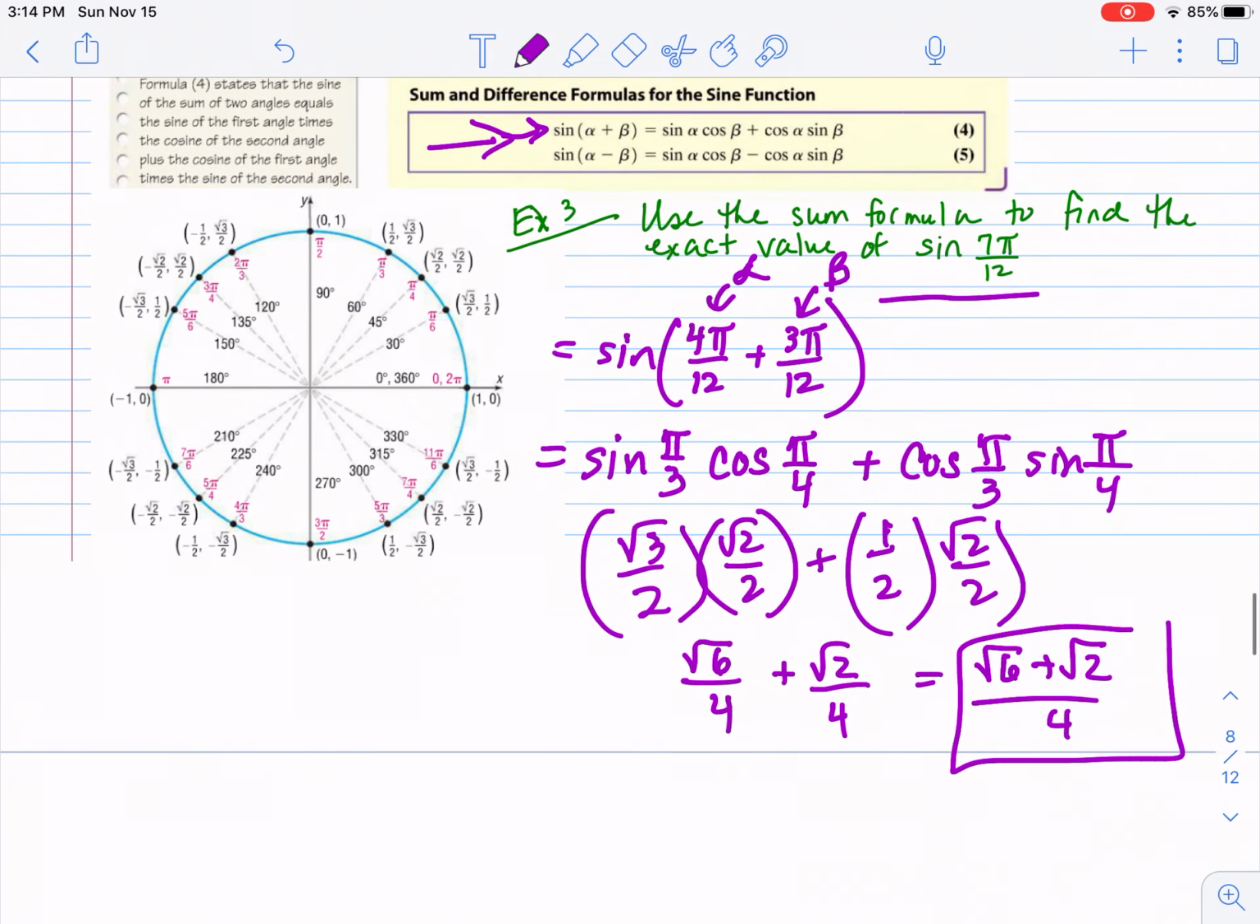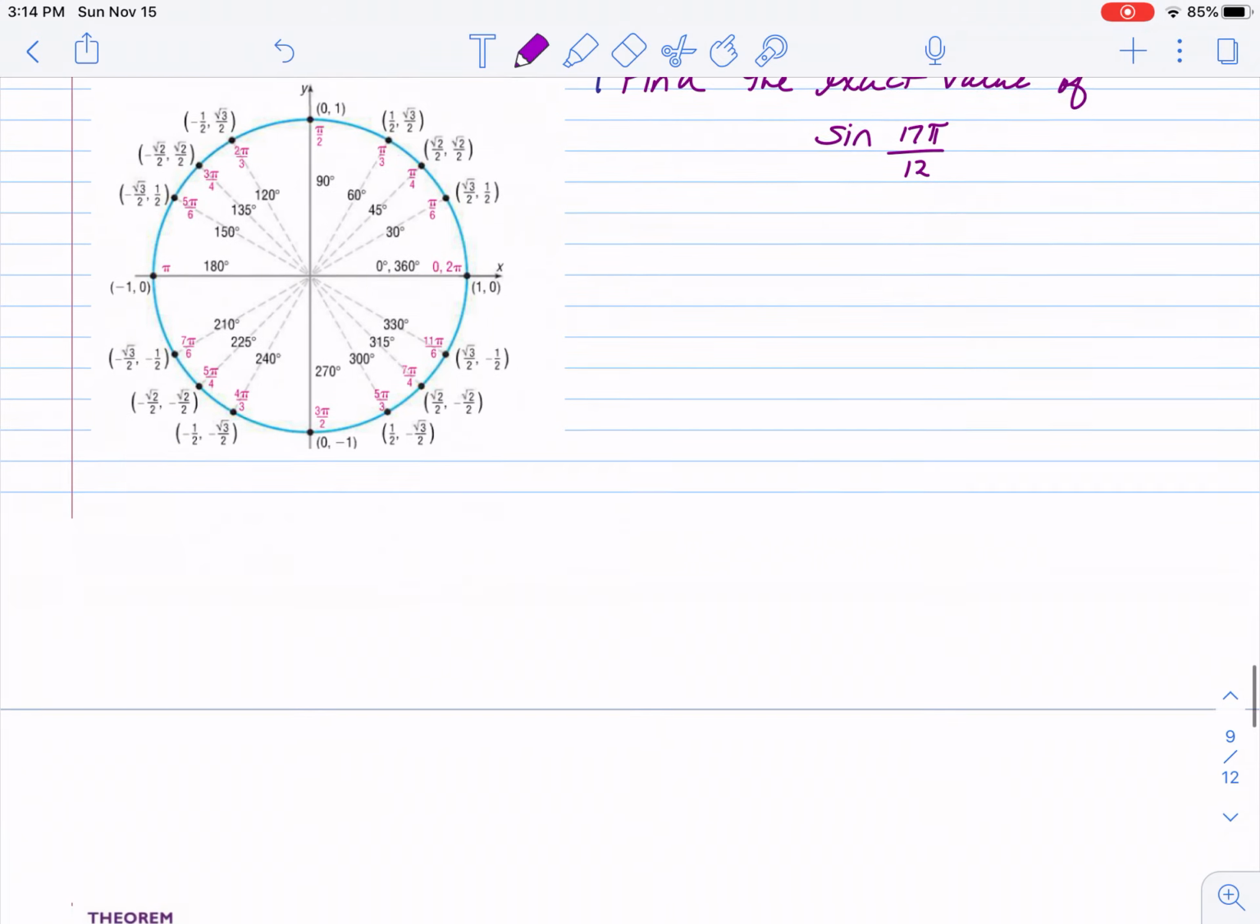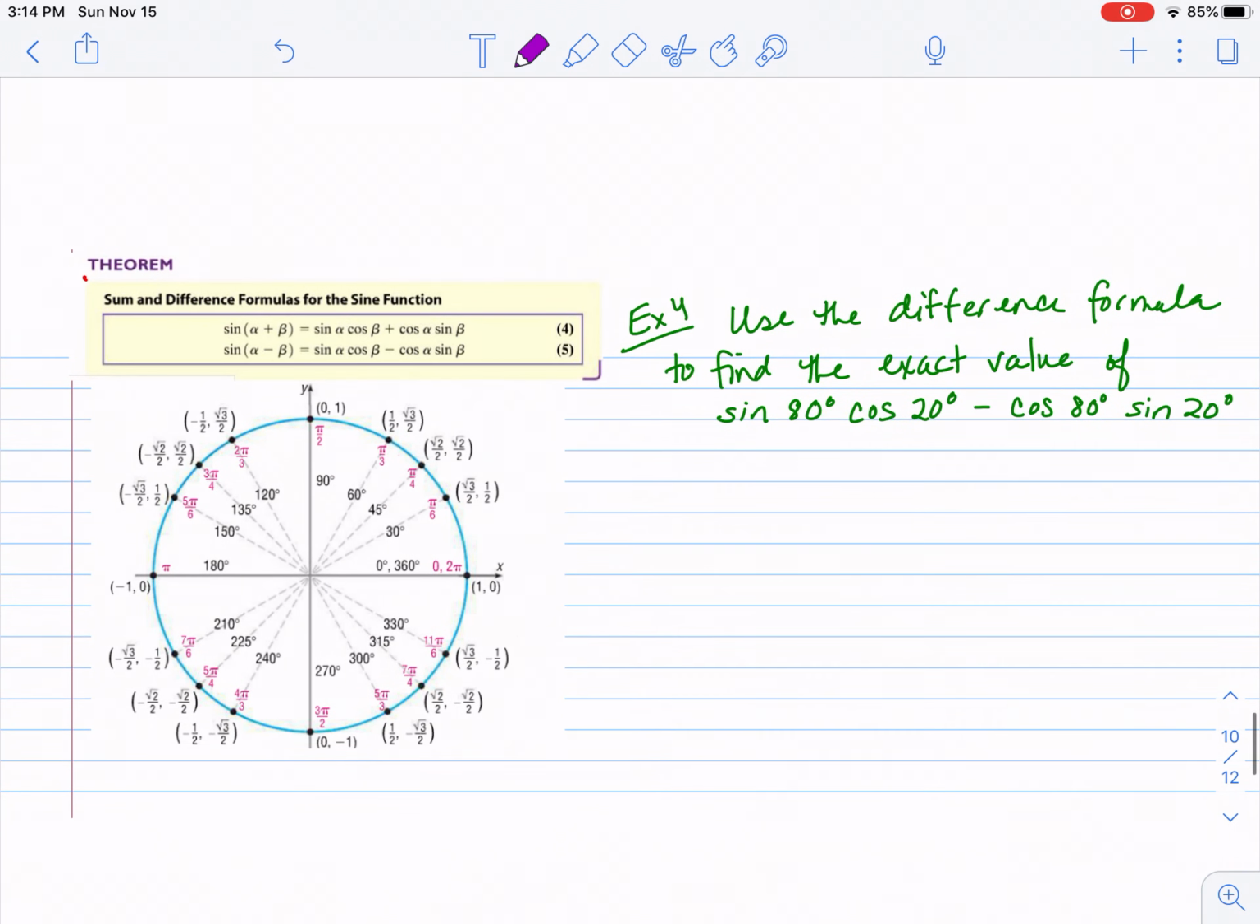Wow. I'm telling you guys to do this one, but we just did that one. So what the heck, let's just talk about this. If I gave this to you the other way around, I would say something like, find the exact value of the sine of 80 degrees times the cosine of 20 degrees minus the cosine of 80 degrees times the sine of 20 degrees. Well, you would look at this and say, what is this?